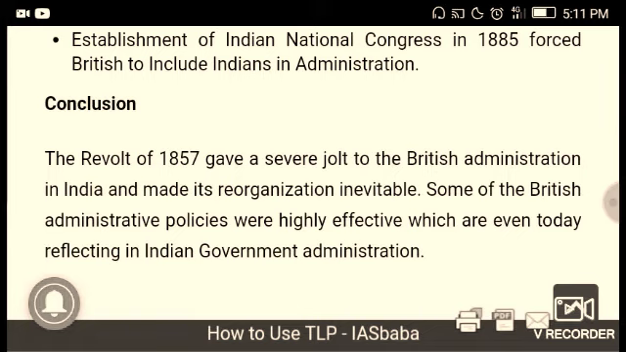Conclusion: the revolt of 1857 gave a severe jolt to the British administration in India and made its reorganization inevitable. Some of the British administrative policies were highly effective, which are even today influencing Indian government administration.